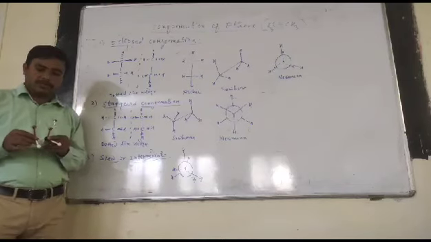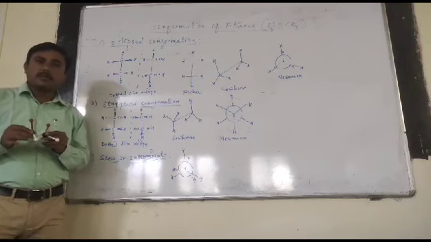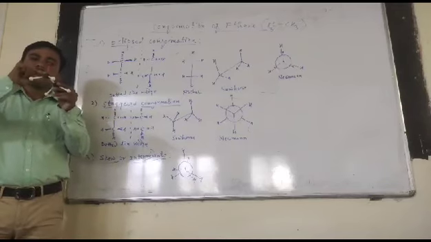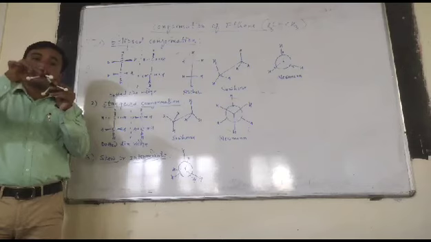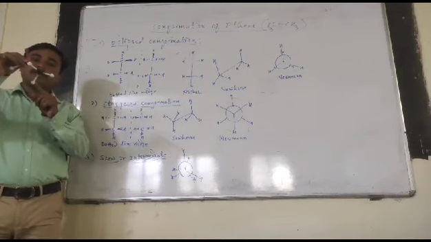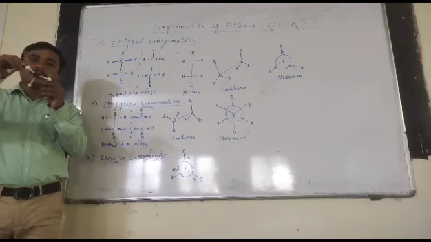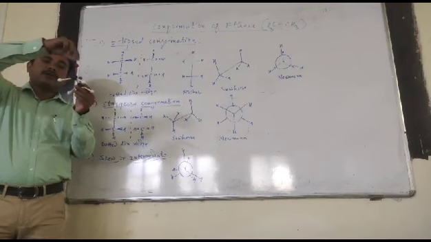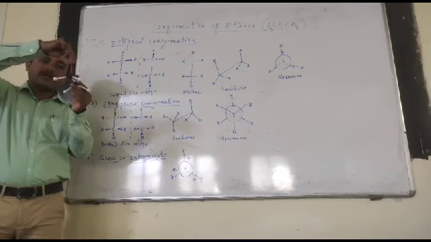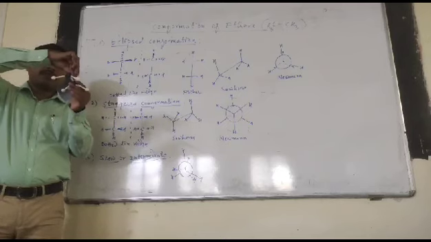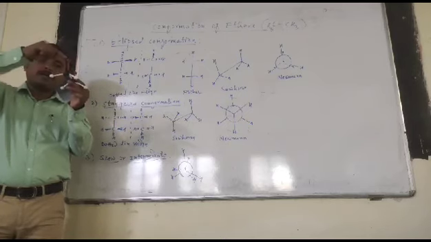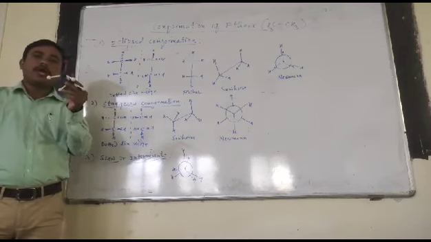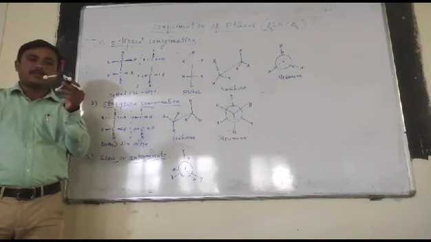First, eclipse conformation. Eclipse conformation means a conformation in which, these are the three hydrogen atoms present on the front carbon atom, and these again are the three hydrogen atoms present on the rear carbon atom. The hydrogen atoms present on the front carbon atom come behind the hydrogen atoms present on the rear carbon atom, like this. These conformations are known as eclipse conformations.